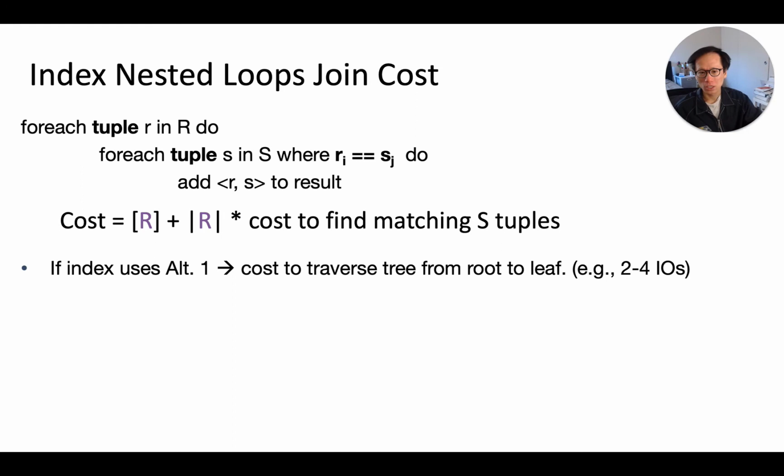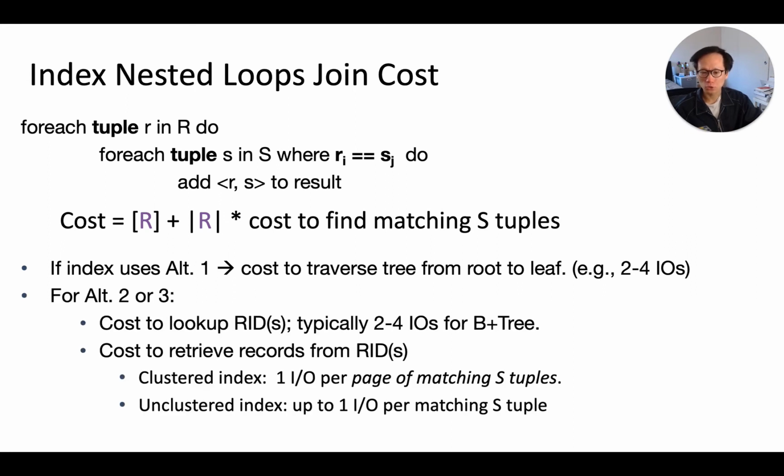So, if the index uses alternative 1, the cost per tuple of R is the cost to traverse from the root to the leaf of the tree on S, which is usually 2 IOs from the height of the tree. A query optimizer usually knows the height of an index as metadata, so we can actually calculate that directly.